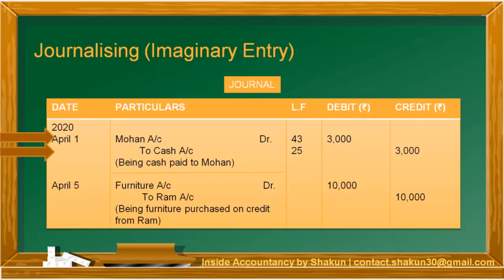So please note that when you record the account to be debited, in the same line in the debit column you have to record the amount, the 3000. And when you record the account to be credited, again in the same line but in the credit column you have to write the amount. Both the debit and credits are always equal.